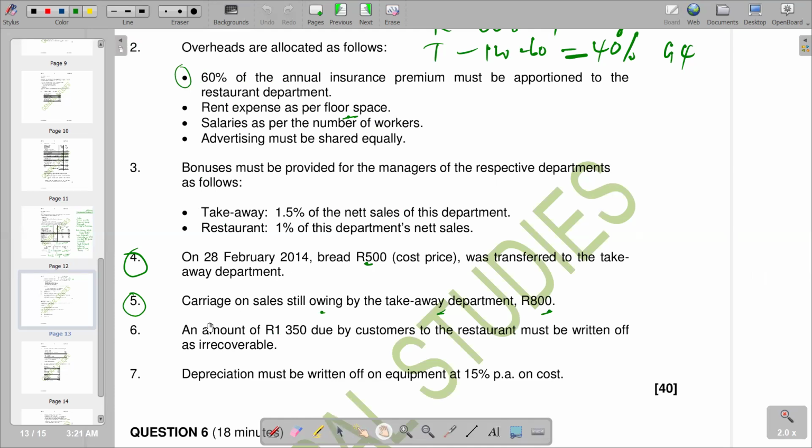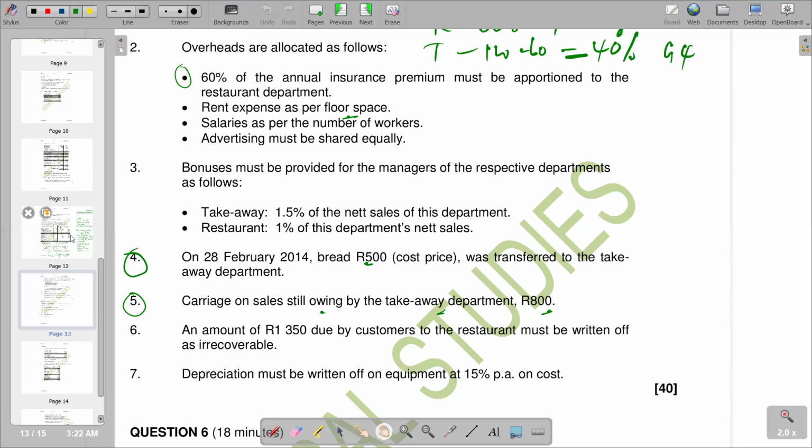We have got additional information number 6. An amount of 1,350 due by customers to the restaurant must be written off as irrecoverable. So this 1,350 is referring to credit loss or bad debt. It must be written off, and it's an amount due by customers, which means this customer is our debtor. So we write it as bad debt, and it's only affecting the restaurant. So it means takeaway, we don't have any bad debts.